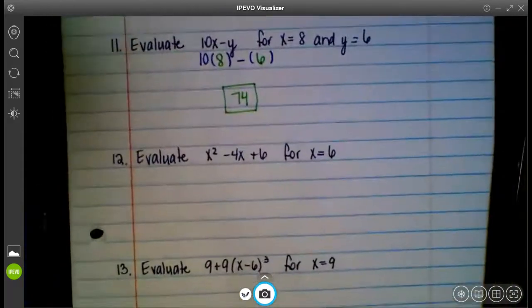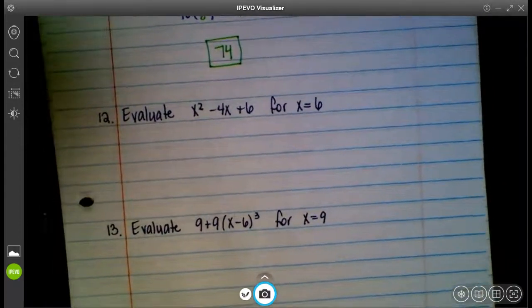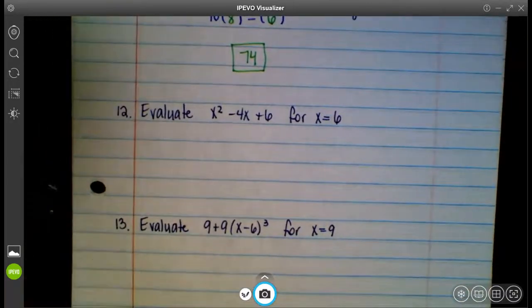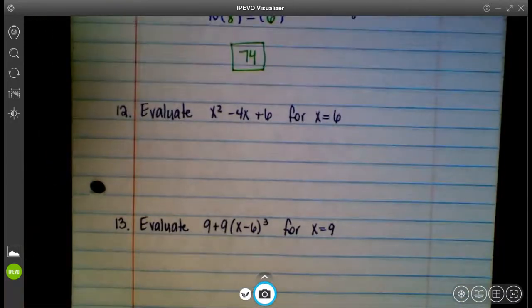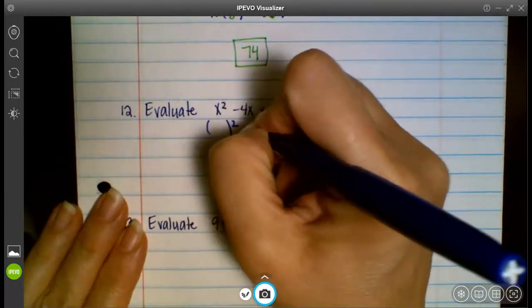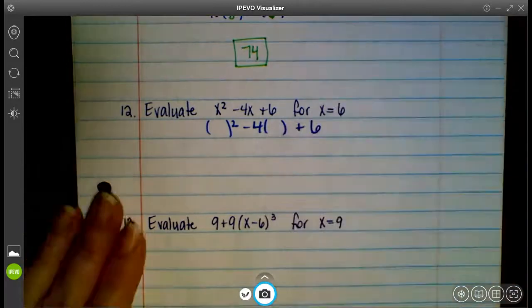Number 12, evaluate x squared minus 4x plus 6 when x is equal to 6. We do this problem exactly the same way we did number 1. I am going to rewrite it with an empty parenthesis everywhere there's a variable. So we have the empty parenthesis squared minus 4 times the empty parenthesis plus 6.